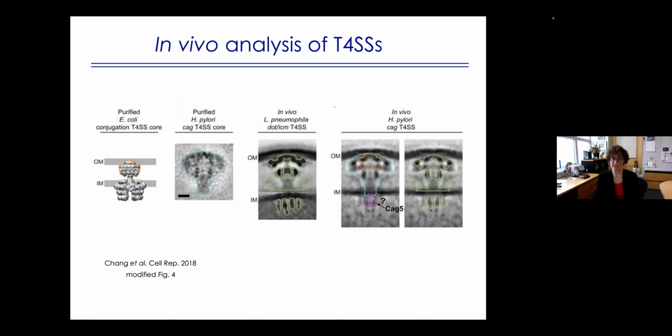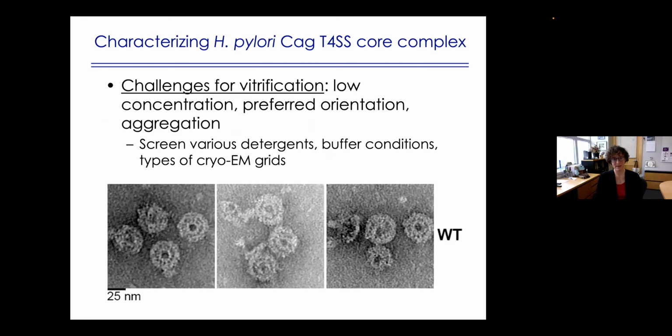And this actually did give us some hope, because here's an image of our 2D negative stain 2D average. And then here is a cut through of a tomogram from Grant Jensen's lab of the H. pylori Cag T4SS. And so it did look like we were actually getting a structure that was holding together. And so we were probably on the right path, at least.